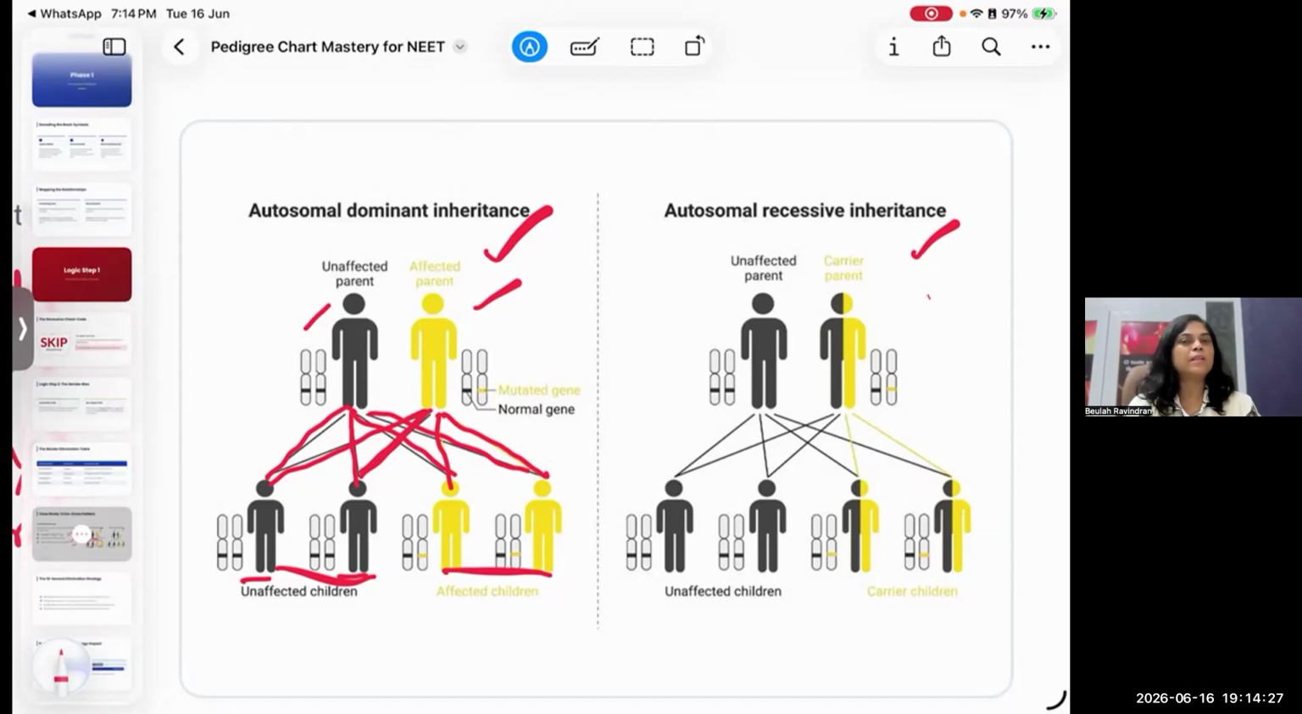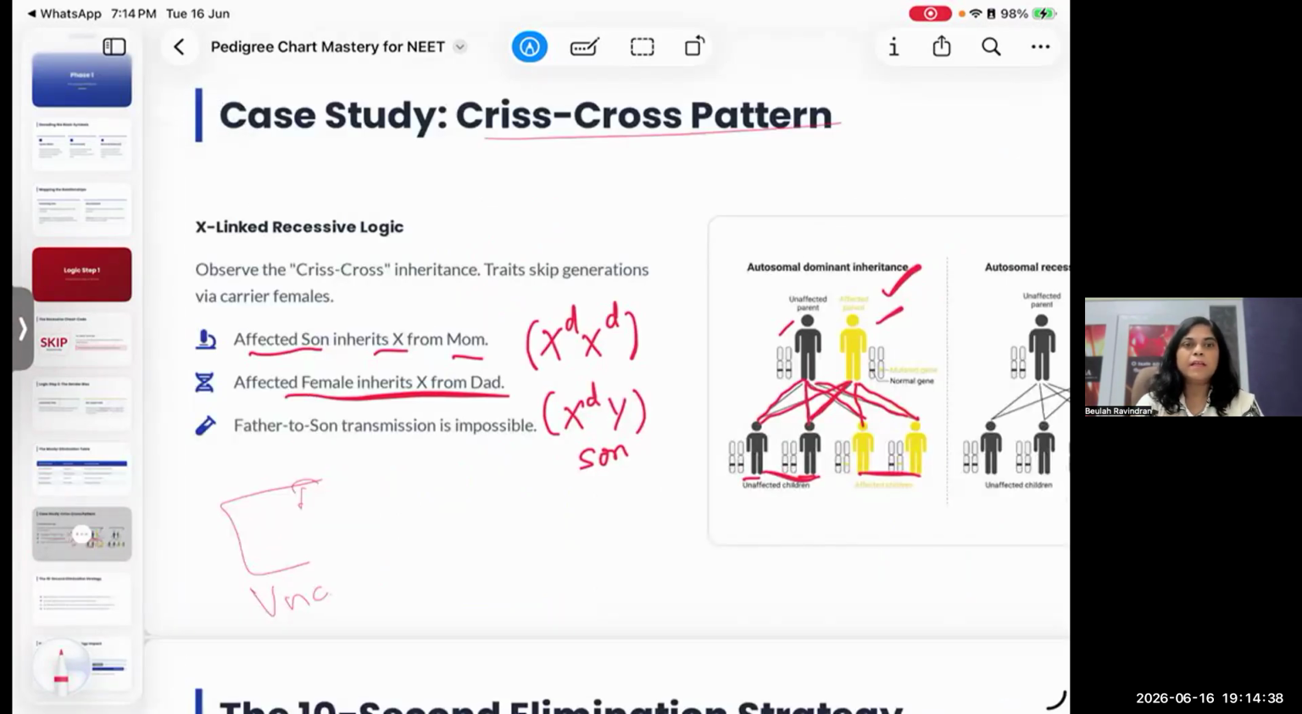So look at the affected father, for example. An affected father passes his X chromosome to all his daughters. That is what happens. So an affected father must have all affected daughters. This is very sure. If he has a normal daughter, it is not X-linked dominant. Make sure you make all the points clear. This is very, very important. Do take notes so it is very easy for you to understand. We will see some topics based on this.